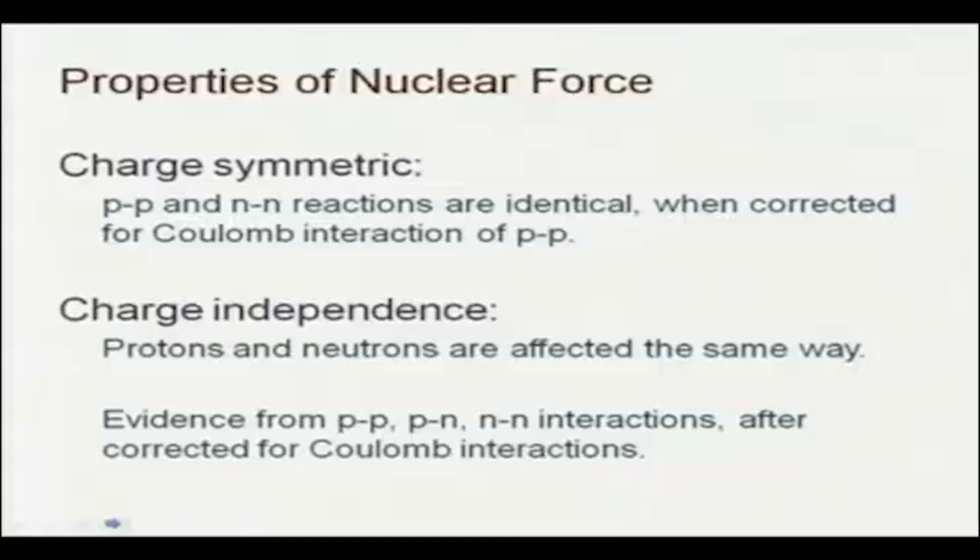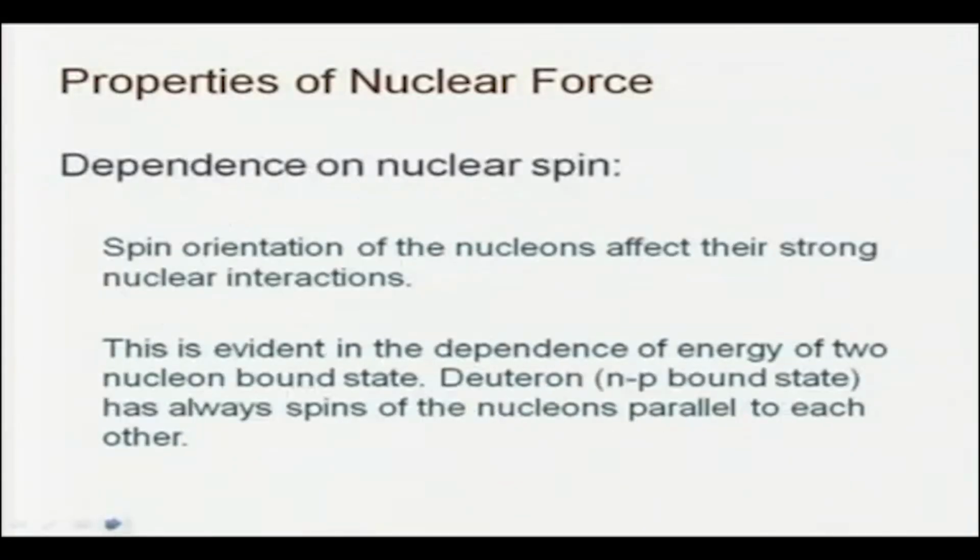But since we know exactly what the Coulomb interaction is, we can compute that, and once we make the correction for it, it is found that the strong interaction part of proton-neutron and neutron-neutron interactions is the same. So, it is actually completely independent of charge, independent of whether it is a neutron or a proton. And another property is that it actually depends on the nuclear spin.